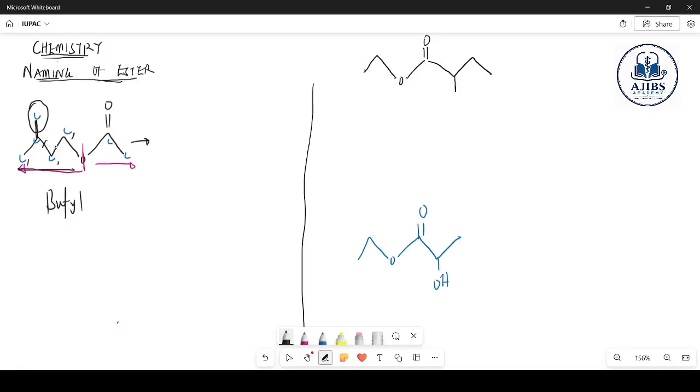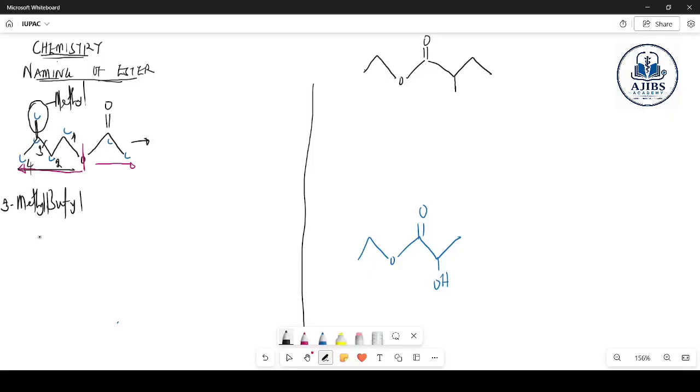This attachment is at which carbon? Number your carbon. This is your carbon 1, the one closer to your functional group. Carbon 2, carbon 3, and then here is carbon 4. Now, after numbering, this attachment, which is methyl, is attached to which of the carbons? Of course, carbon 3. So you say on the third carbon, methyl is attached.